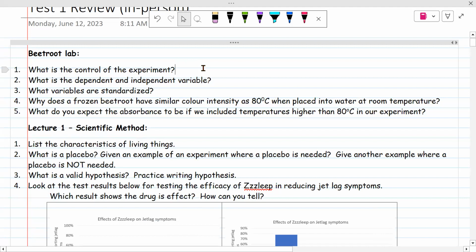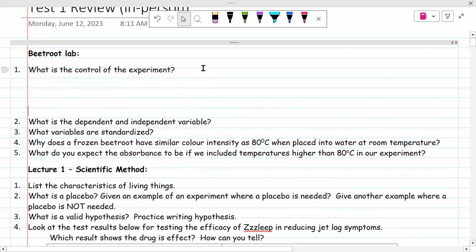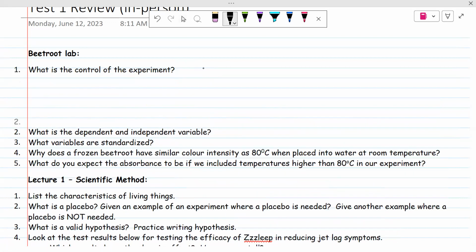Okay, so speaking of the Beetroot lab, here are a few questions that you have to know. These are the only questions you have to know in preparation for your tests on Thursday. So first question. What is the control of the experiment? Control of the experiment is the test tube with the room temperature water, right? Okay. Room temperature water.